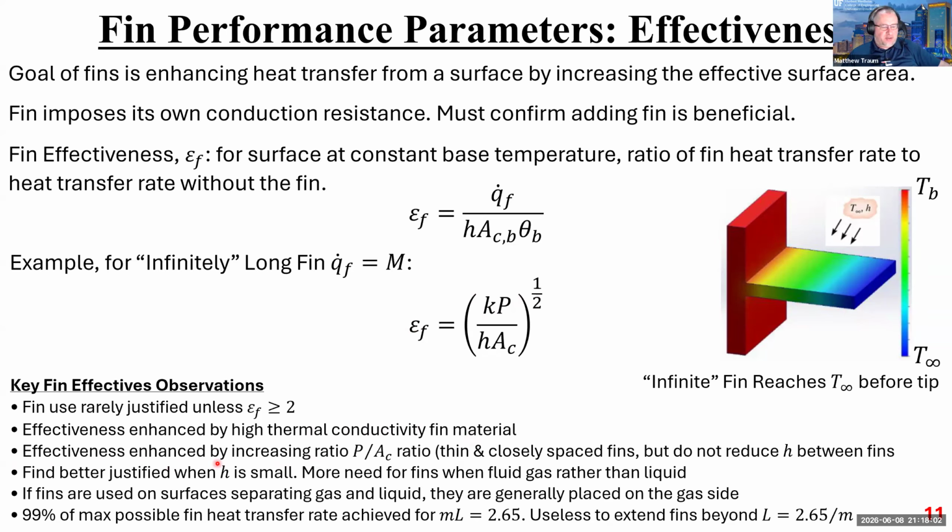The effectiveness is also enhanced by increasing the ratio of perimeter to cross-sectional area. And so you can see here, P over A_c. If that ratio goes up, then effectiveness goes up. And so what that means is you benefit from thin and closely spaced fins, to a point. And there's actually an example where I'll solve this for you.